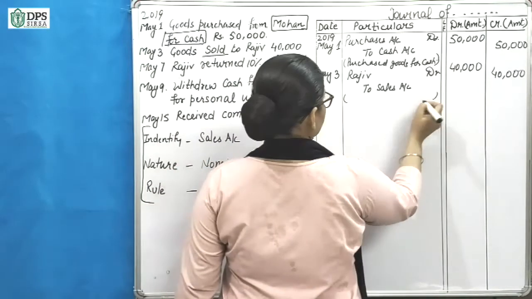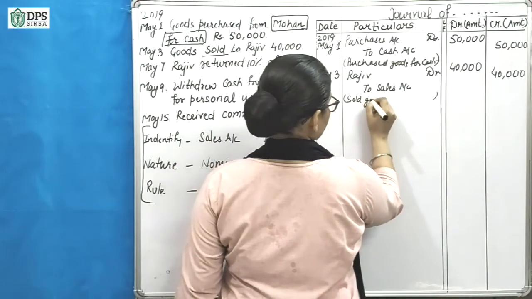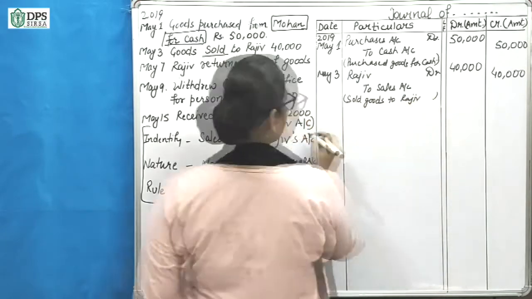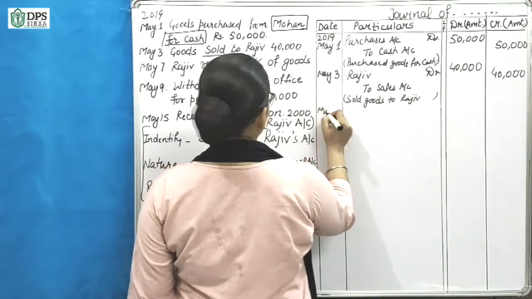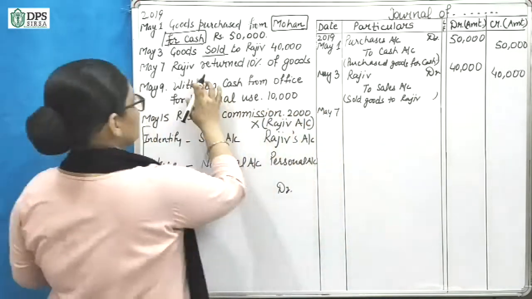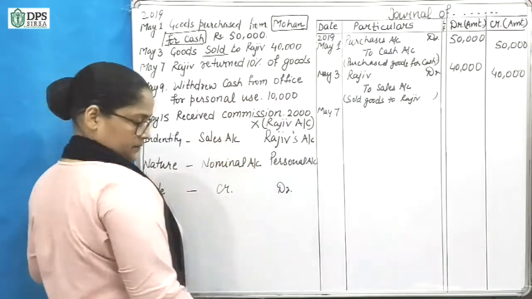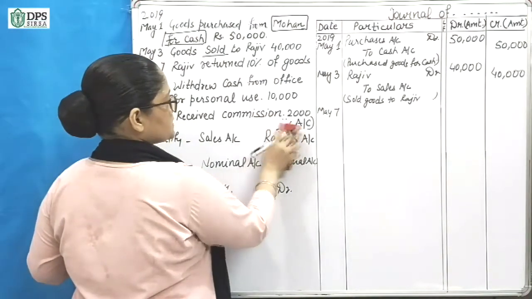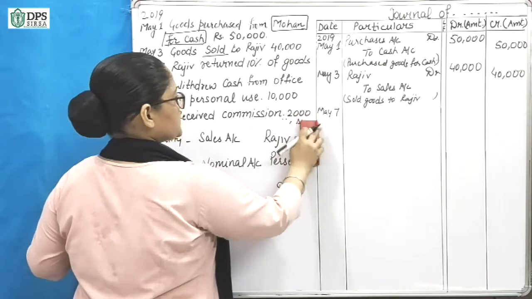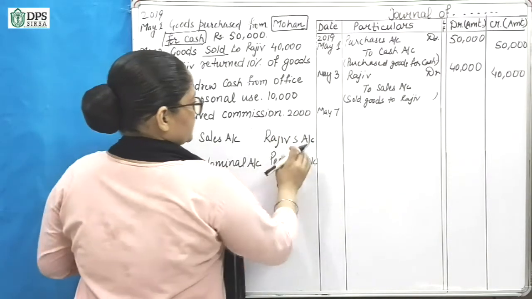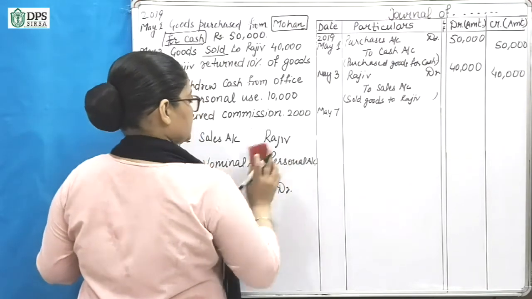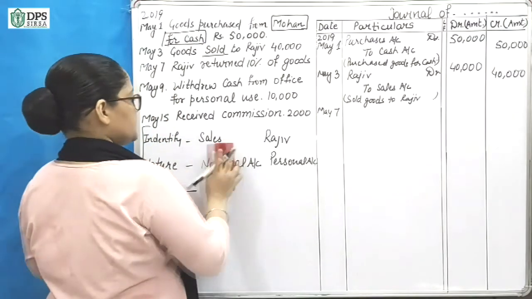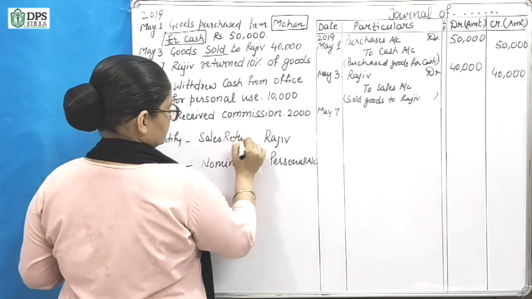Next, we will write here the narration: sold goods to Rajiv. Next, we have May 7. Rajiv returned 10% of goods. Now, Rajiv is returning us goods. So, one account is Rajiv because he is returning us goods. This is the case of sale return. So one account is Rajiv and the other account is sale return account.